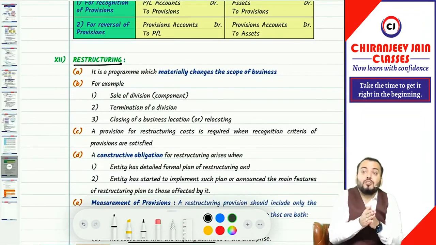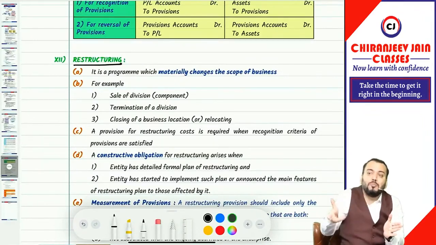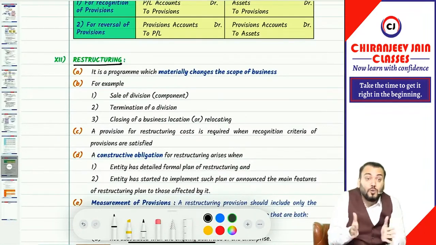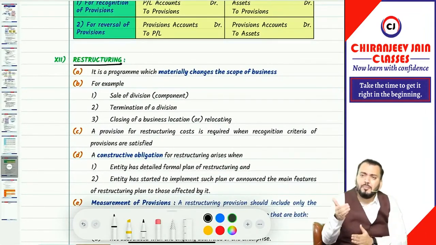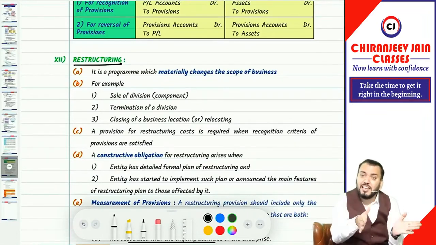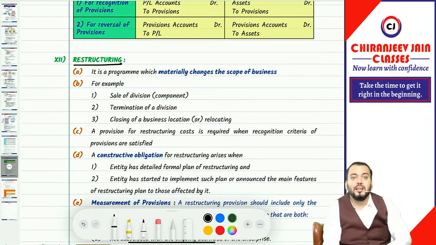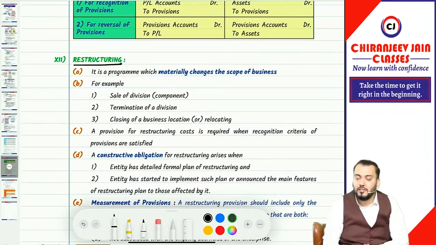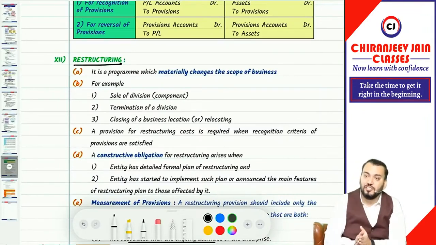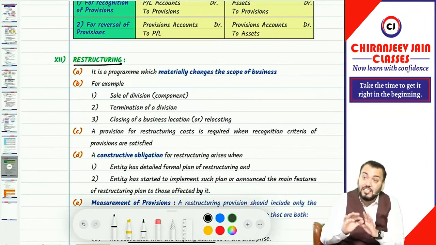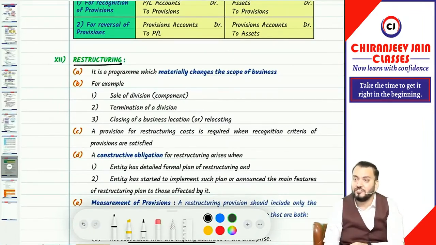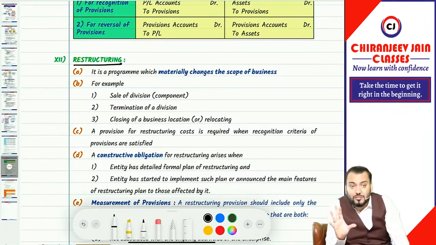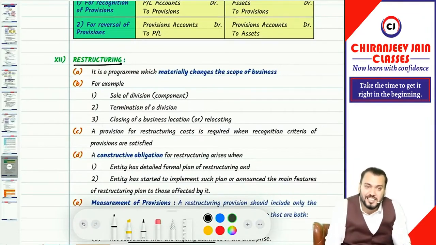Restructuring means any program which changes the scope of business. That is known as restructuring. For example, you have done amalgamation. Amalgamation is an example of what? Restructuring. When we do a merger, acquisition, etc., it will change the scope of business. So that is also one example of restructuring. When you have done internal reconstruction, that is also one example of restructuring. So any program which changes the scope of business will be considered as restructuring.